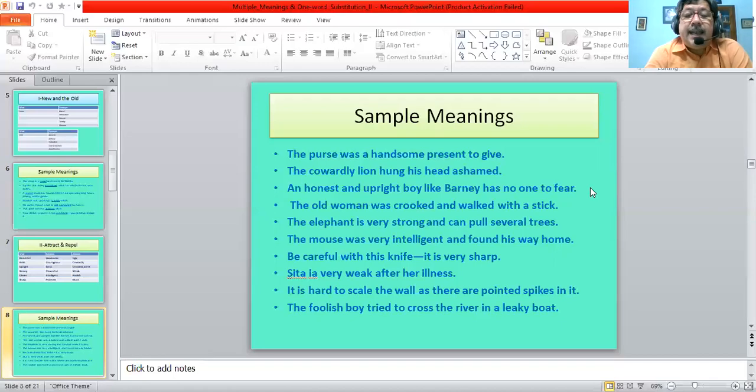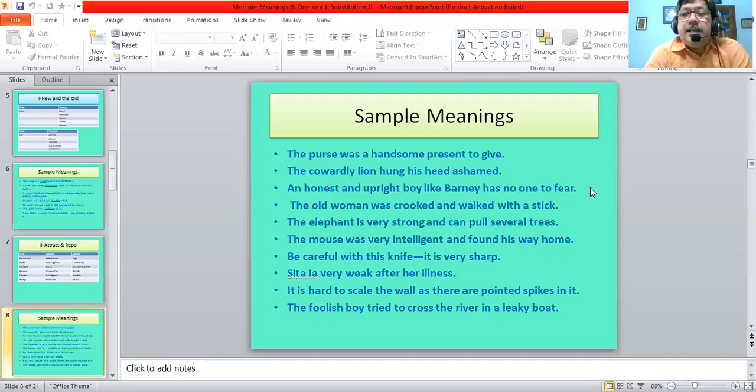It is hard to scale the wall as there are pointed spikes in it. So sharp or pointed spikes at the top of the wall make it difficult to scale it or to climb it. The foolish boy tried to cross the river in a leaky boat.